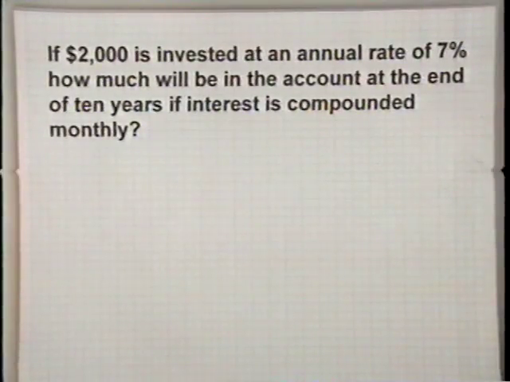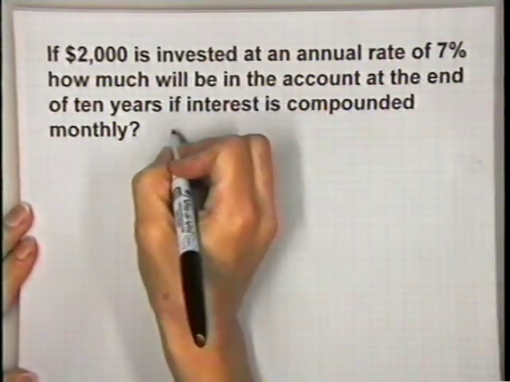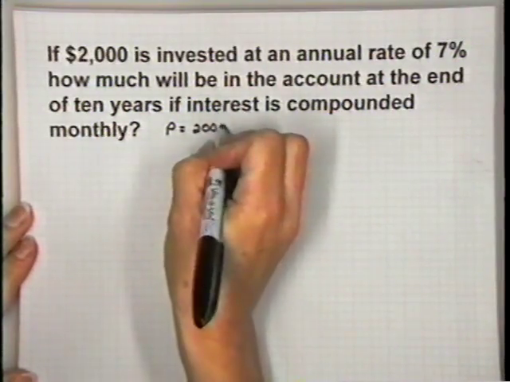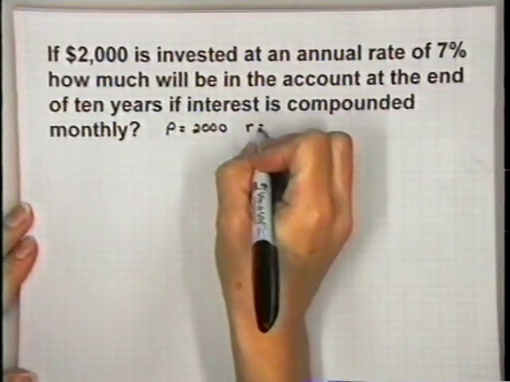If $2,000 is invested at an annual rate of 7%, how much will be in the account at the end of 10 years if interest is compounded monthly? Now, what I want to do, my original principal is $2,000, isn't it? My interest rate R is 7%.